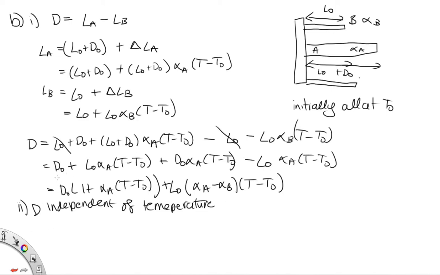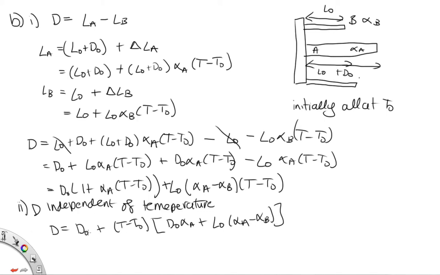Okay, so D, what we need to do is separate it into terms that have a temperature dependence and terms that have no temperature dependence. So we can write D as D naught, that's just this term, plus (T minus T naught), here's our temperature dependence. We've got D naught alpha A plus L naught (alpha A minus alpha B).